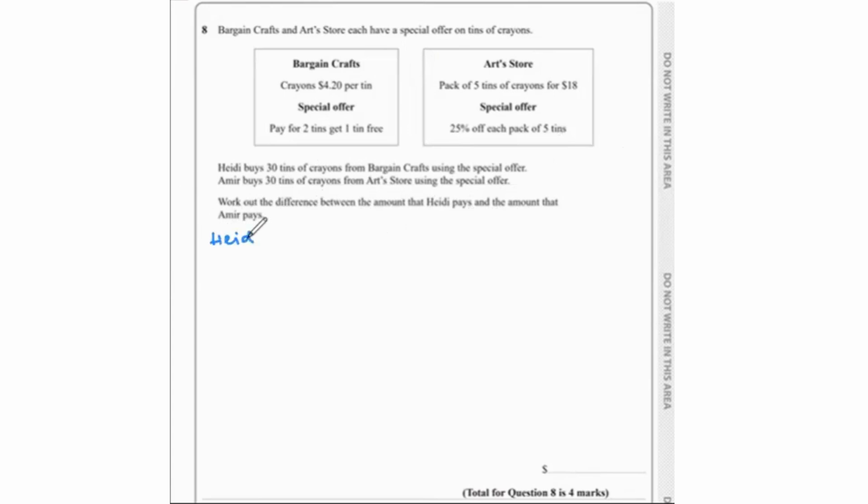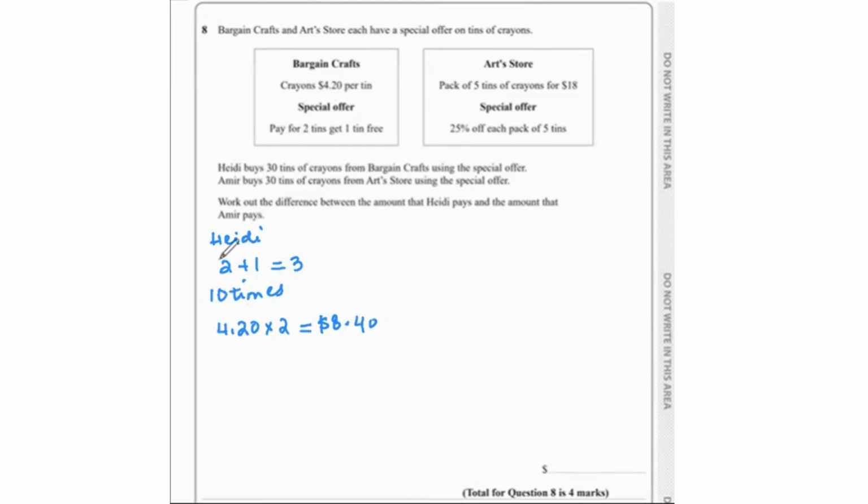So for Heidi, she pays for 2 tins and gets 1 free. She's buying 30 tins. So for every 2 tins, 1 is free. So 2 plus 1 free equals 3. So that means she's using this offer 10 times. So for 1 tin, the cost is 4.20. So 4.20 times 2 equals $8.40.